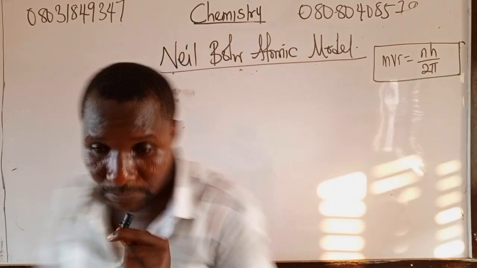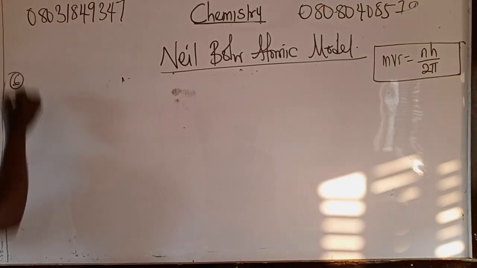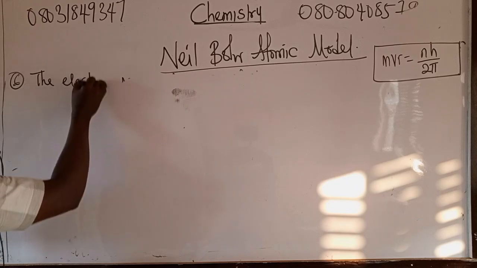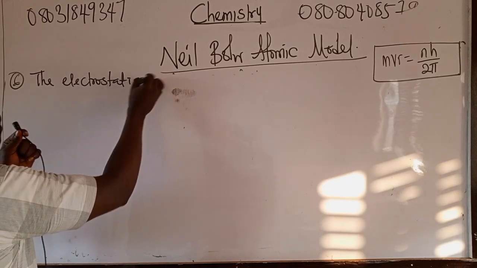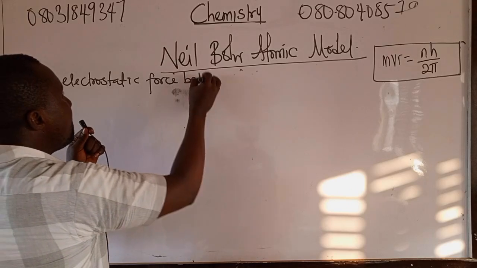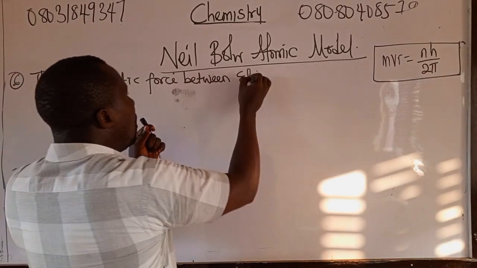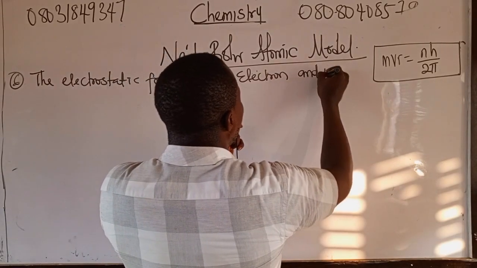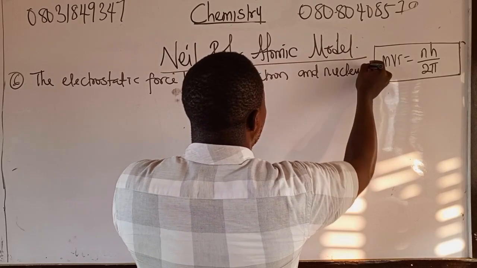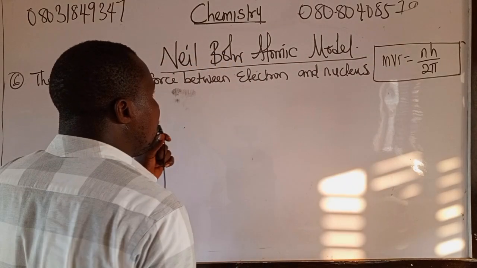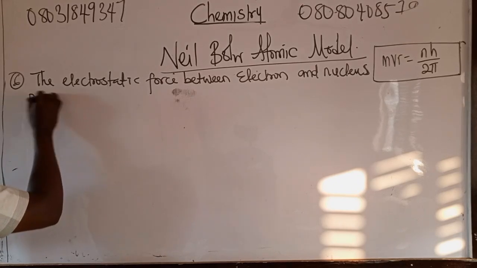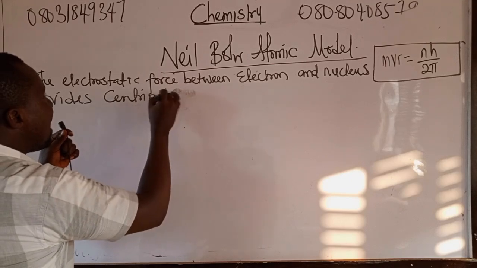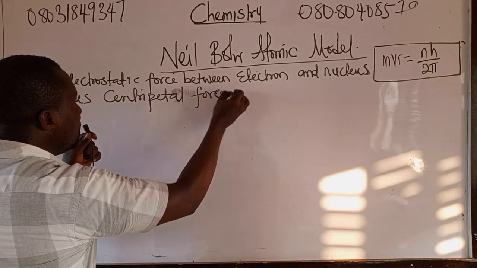Number 6. It says the electrostatic force between the electron on its shell and the nucleus of an atom provides the centripetal force. Take note of this.